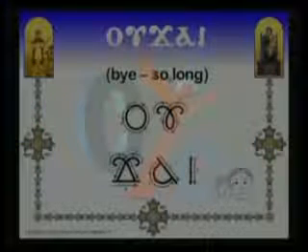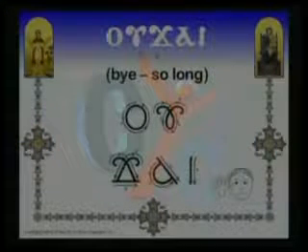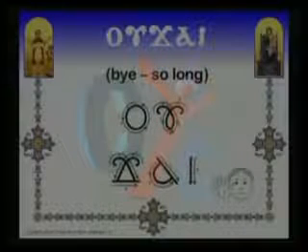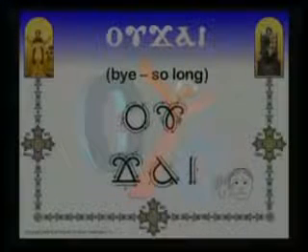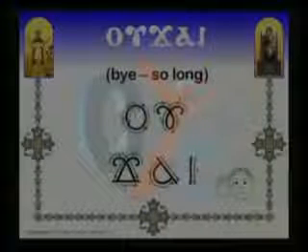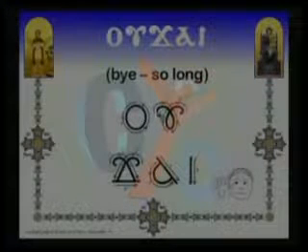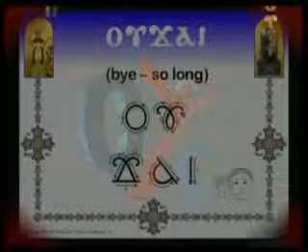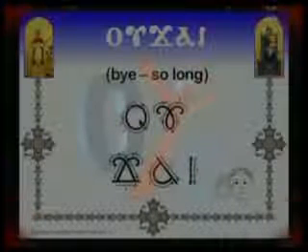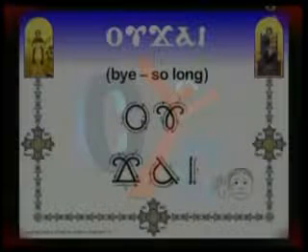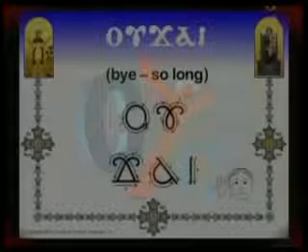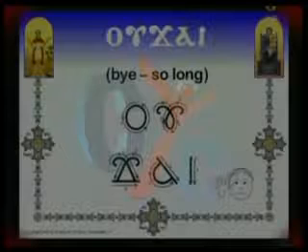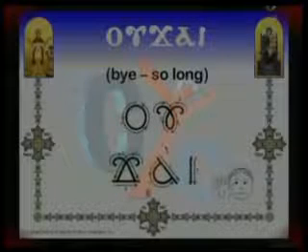Okay, now we'll go to the other side where we are going to say bye, so long. And this word is Ugai. Ugai means bye or so long. And this is also 2 syllables. The first one is this O that we saw before, and another letter called epsilon, which is written this way. The O and epsilon together are pronounced U. So the O alone is O, but the O and the epsilon together is U.